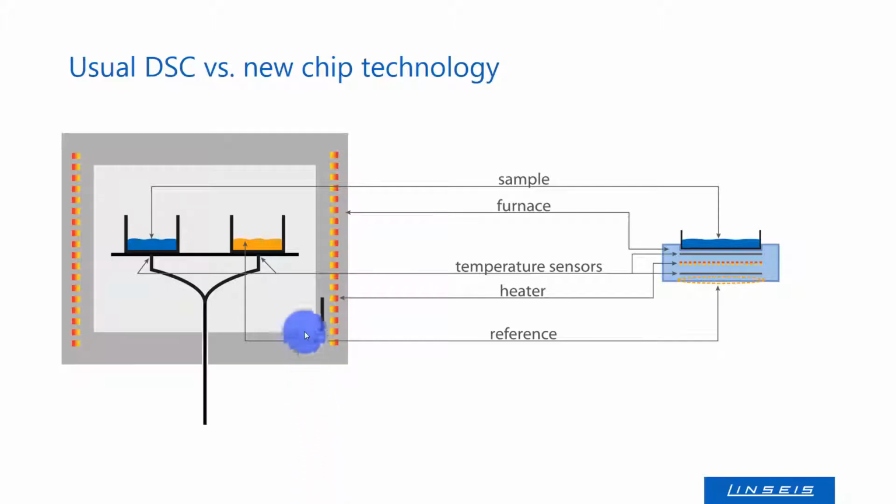On the scheme below, you can see the usual DSC on the left side with the reference and sample crucible and the resistance heaters at the side. The resistance heaters, also the sample thermometers, are now all integrated in a small chip where there is only one crucible remaining containing the sample on top.